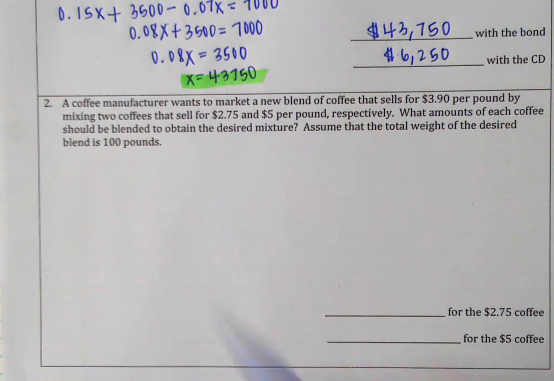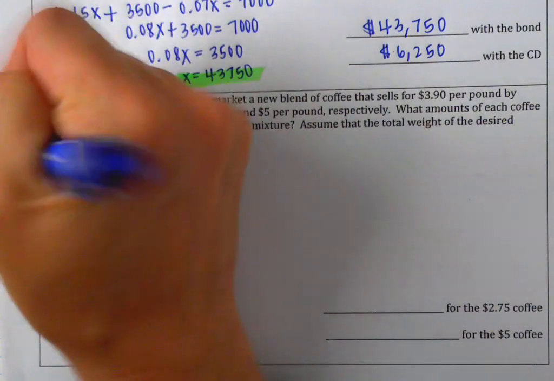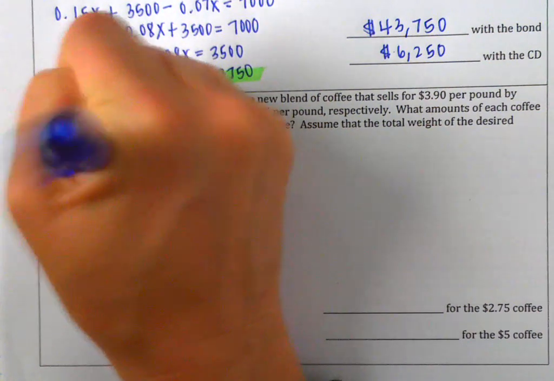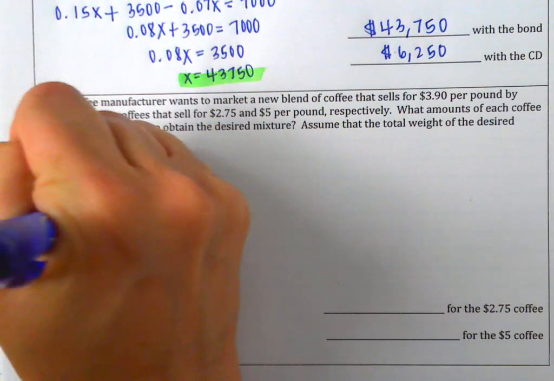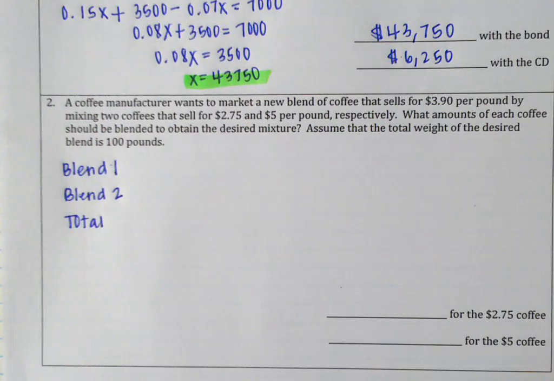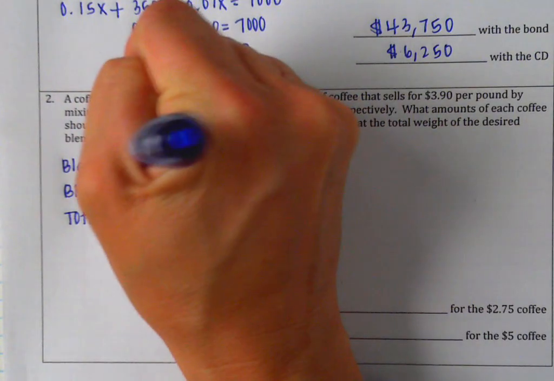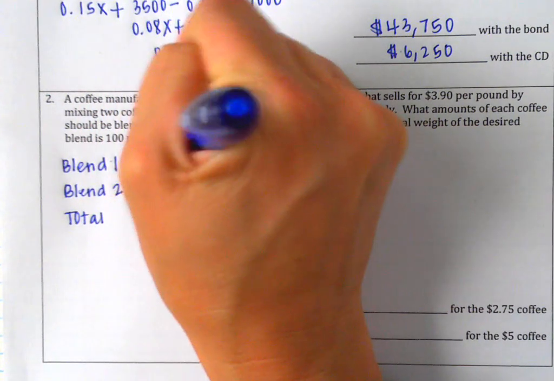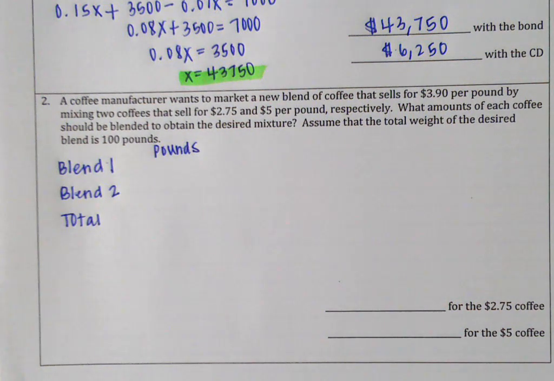So, like I did up here with bonds, CDs, and total, I'm just going to label them blend 1, blend 2, and total, because they don't really have any names. We have a lot of different things going on, right? We have pounds. That's what it's asking us: the total weight of each thing we want to put in here. So that's going to be my first column, pounds. How many total pounds of the desired blend do we want to put together?